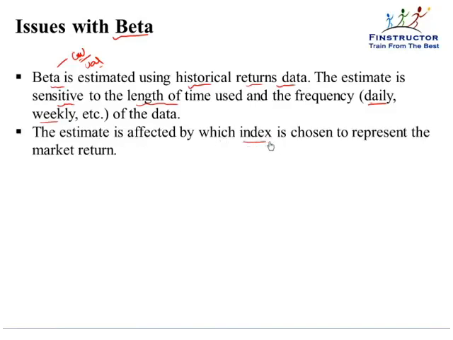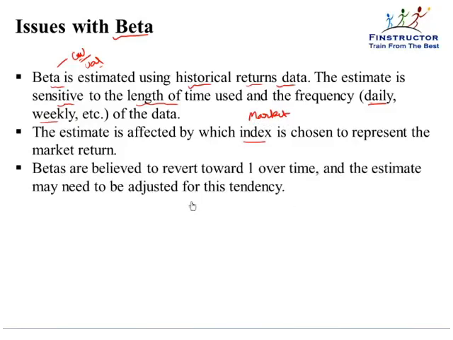How do I define the market? So we said covariance of the stock with the market upon variance of the market. So which index I choose to represent the market will affect the estimate.